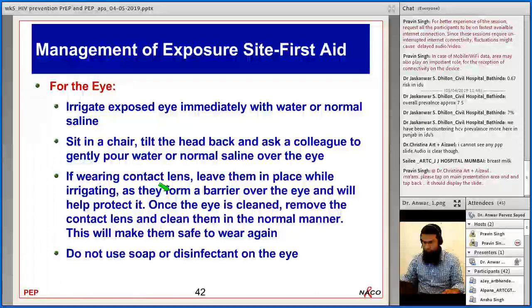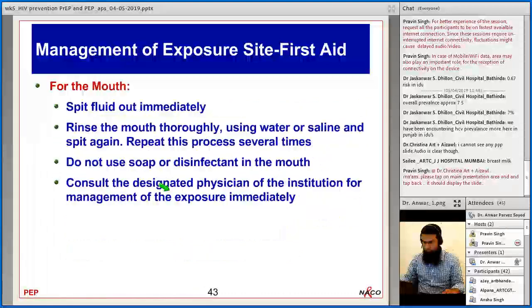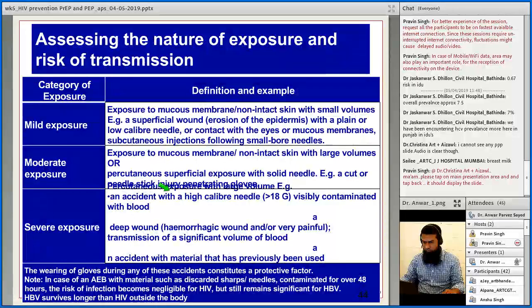So leave them in place, as they form a barrier over the eye and will actually help to protect it. Once the eye is clean, remove the contact lens and clean them in the normal manner. This will make them safe to wear again. Do not use any soap or disinfectant. For the mouth, just rinse it, spit the fluid out immediately, rinse the mouth thoroughly using water and saline, and spit it again several times. Do not use soap again to disinfect.